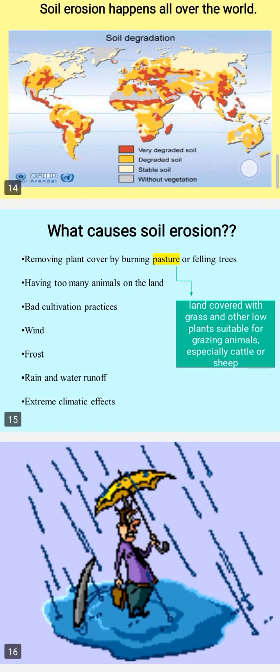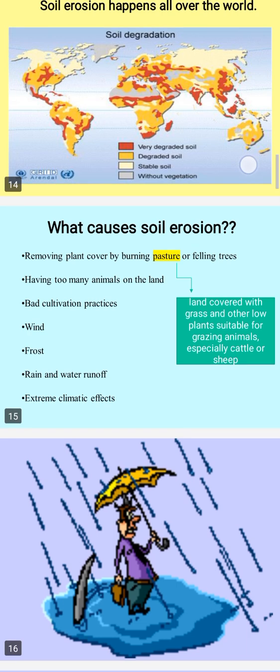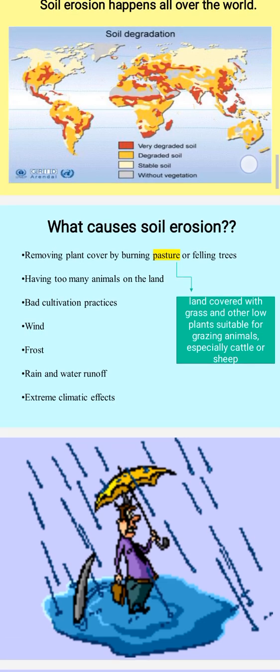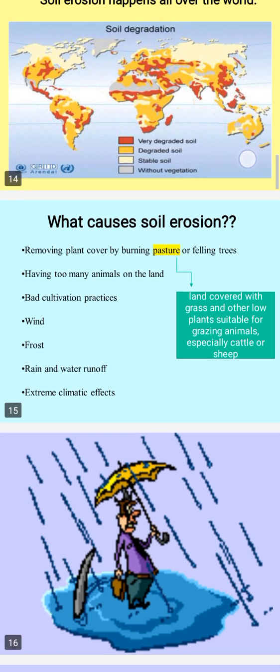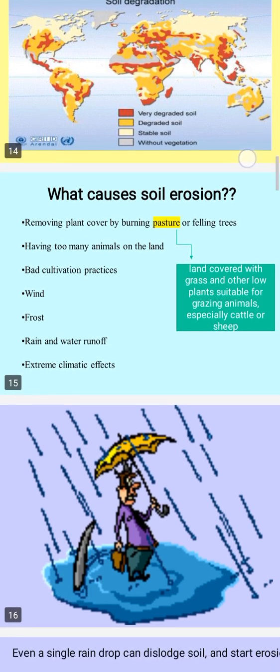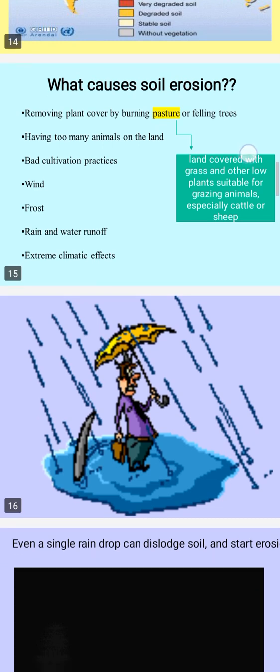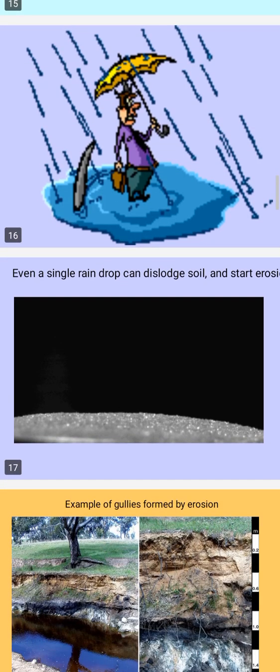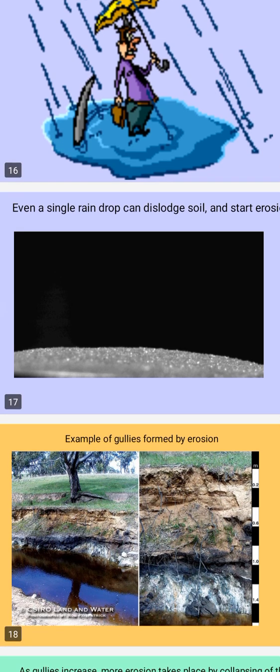Removing plant cover by burning pasture or felling trees. Pasture is land covered with grass and other low plants suitable for grazing animals, especially cattle or sheep. Other causes are having too many animals on the land, bad cultivation practices, wind, frost, rain, and water runoff, and extreme climatic effects. So, even a single raindrop can dislodge soil and start erosion.